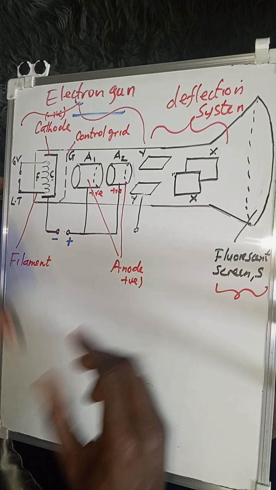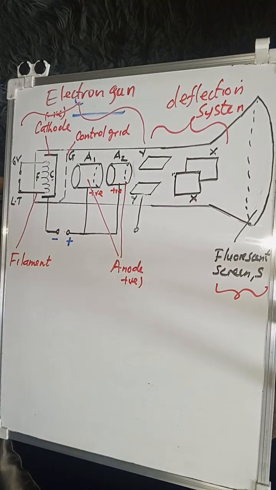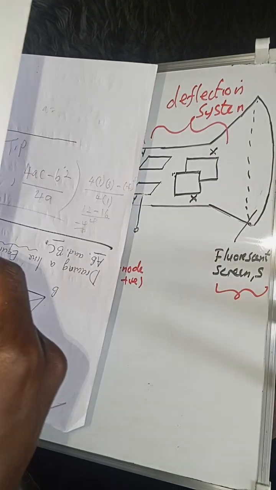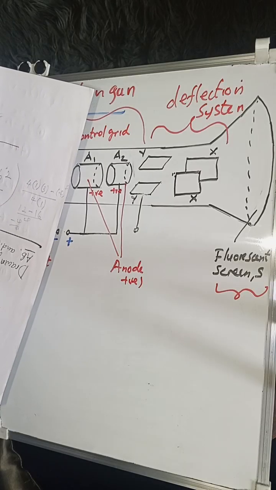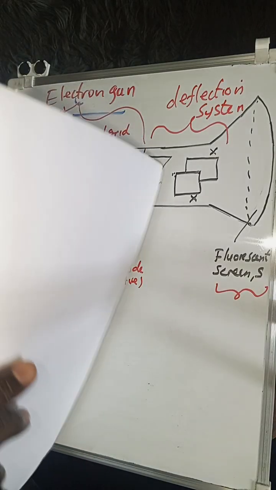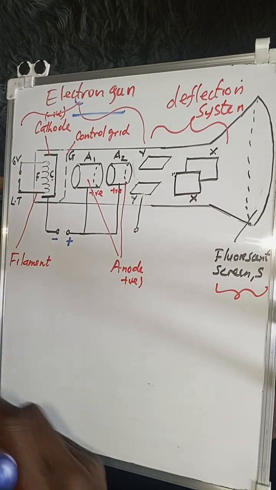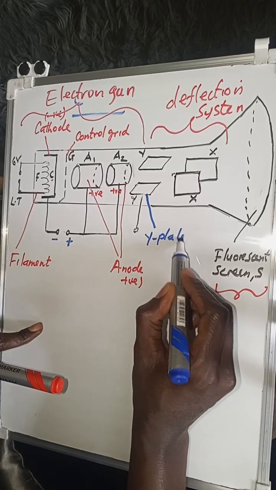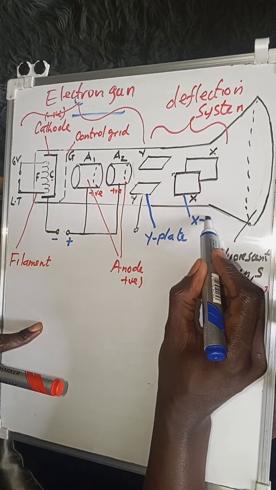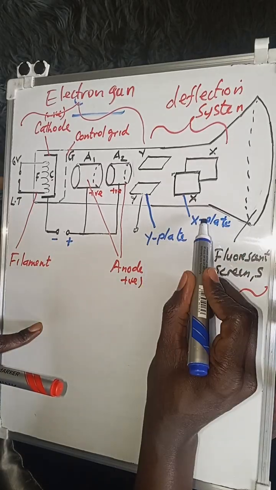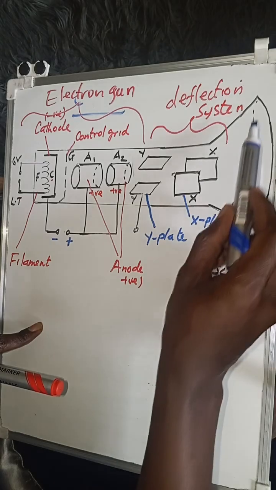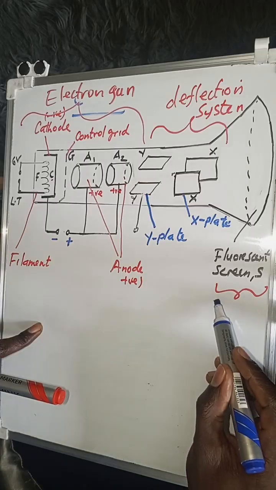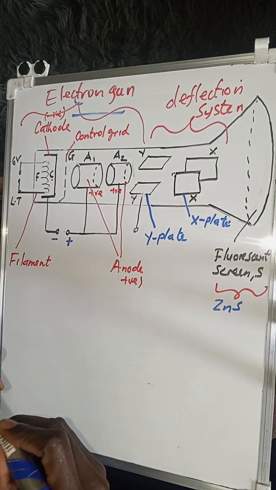Now when it comes to the deflection system, you only have plates. Like we said, plates that are horizontal like this, as you can see there, are the Y plates. And those plates that are vertical like this are the X plates. So this one represents the Y plate and this one represents the X plate. Both the X and the Y plates make up the deflection system. Then there is the fluorescent screen, whose inside can be coated with zinc sulfide or phosphor.